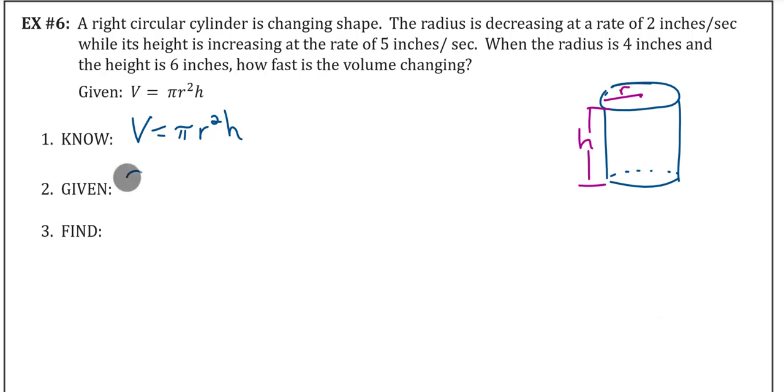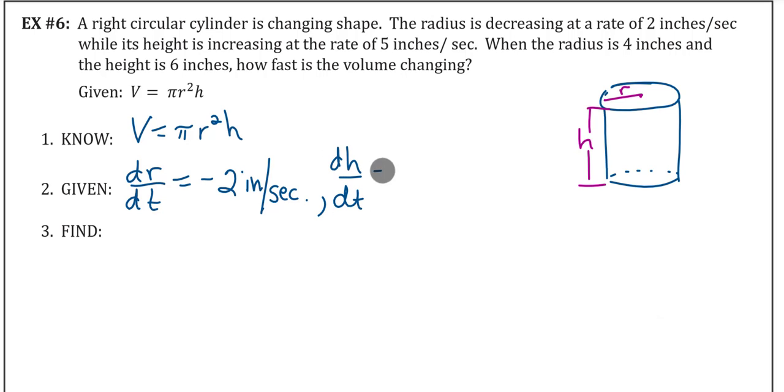Okay, so what are we given? We're given the rate of change of the radius. The radius is decreasing at a rate of 2 inches per second, so that's going to be a negative 2 inches per second. And we're also given the rate of change of the height, which is increasing at 5 inches per second. And we want to find out what happens when the radius is 4 inches and the height is 6 inches. So we're pretty much ready to go.